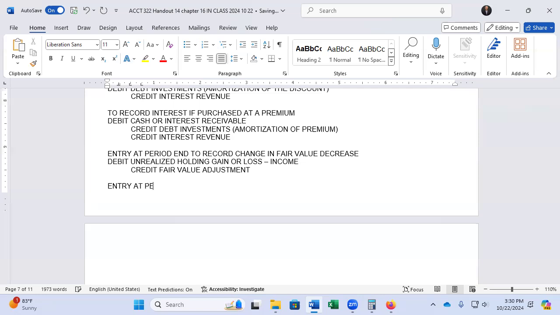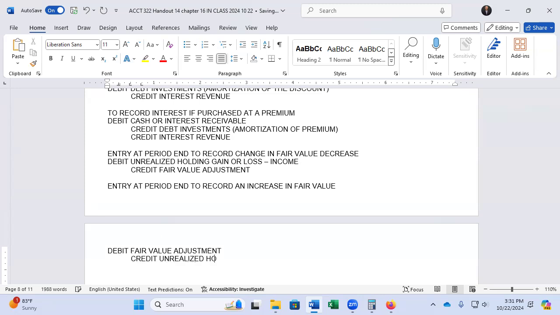And then you have the entry at period end to record an increase in fair value. So you debit fair value adjustment, and you credit unrealized holding gain or loss. And reminder, that goes to the income statement.